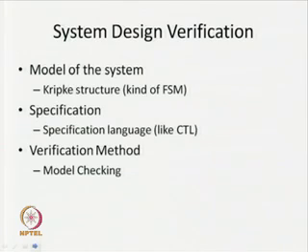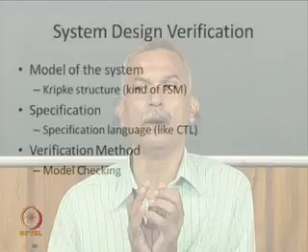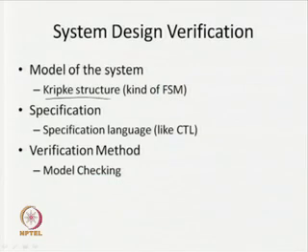Okay, now, what we have seen in this case is system design verification. We have a design, and after coming up with a design, we try to verify or check whether my desired properties are true in this design or not. So, we have to come up with some model of the system. If I am going to design something simple, say a traffic light controller, we have to come up with a model, and this model we represent with the help of a Kripke structure, which is a kind of FSM, finite state machine.